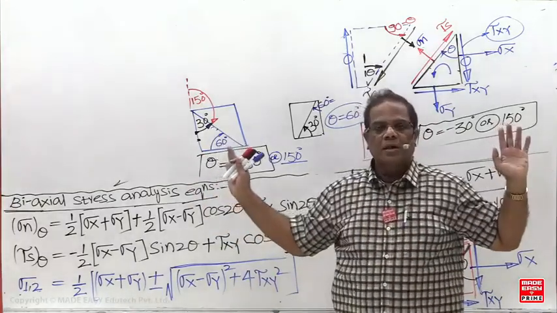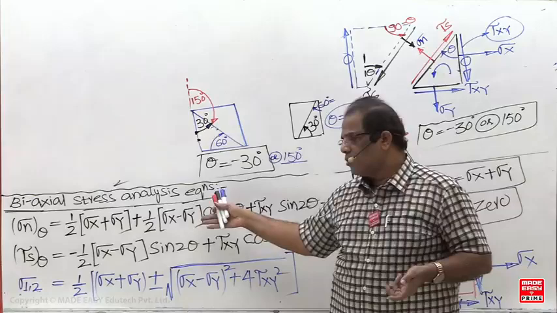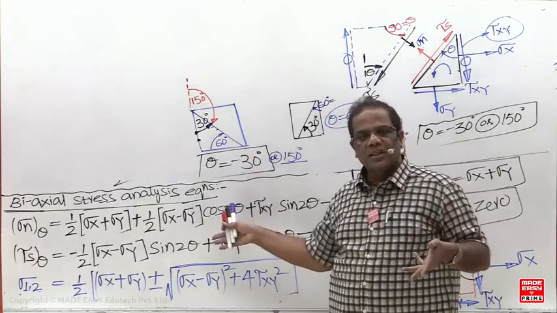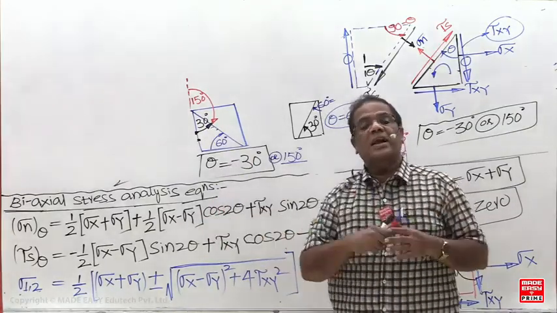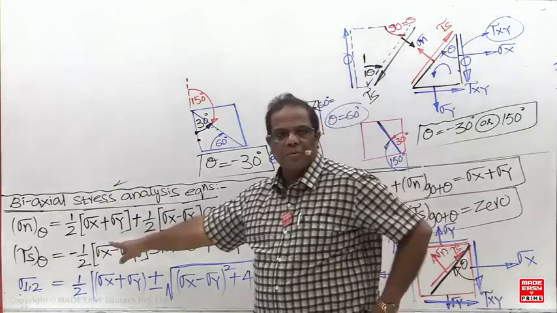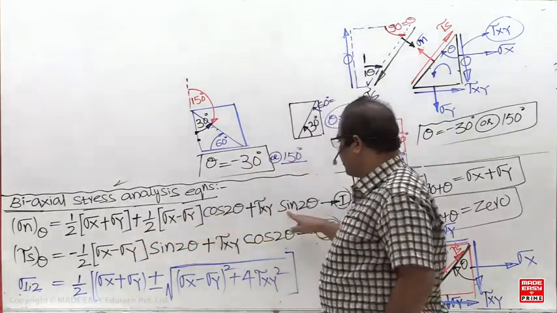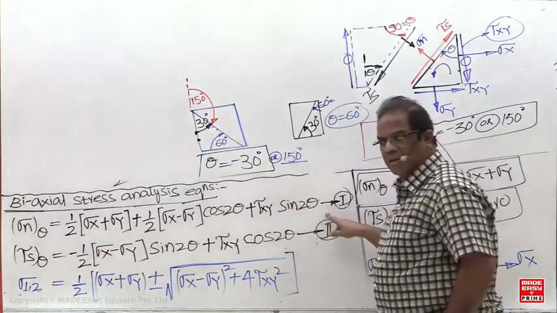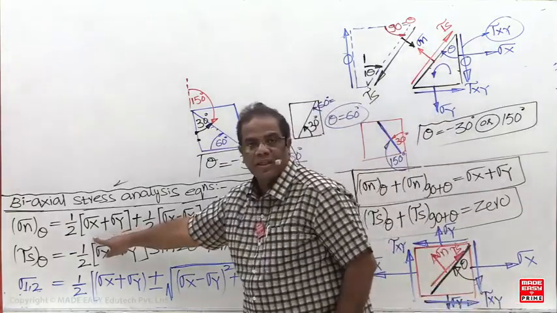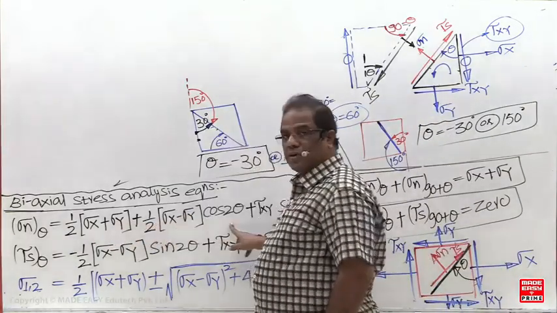In the final exam, you may ask, sir, shall I use that equation? Use this only because these are compulsory. If you know this, you can directly get the uniaxial. For uniaxial, what do I have to make 0? Make sigma y 0, tau xy 0. So this term will become 0. And this term will be what? Sigma x by 2, sigma x by 2 cos 2 theta.